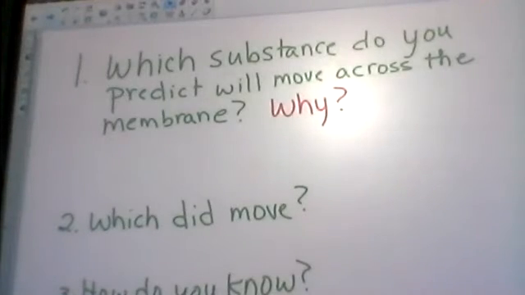Group A, which do you guys predict? Which is going to move, IKI or cornstarch? Cornstarch. We got one cornstarch. Who's group B? We are. All right. Which do you think is going to move, cornstarch or IKI? Okay, cornstarch. C, that's you guys. Which did you say? They went with the IKI. All right, we got 3 cornstarch and 1 IKI.